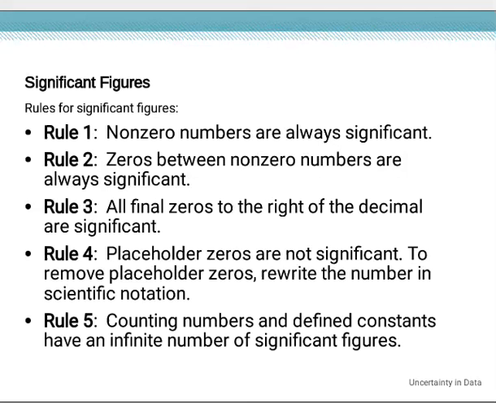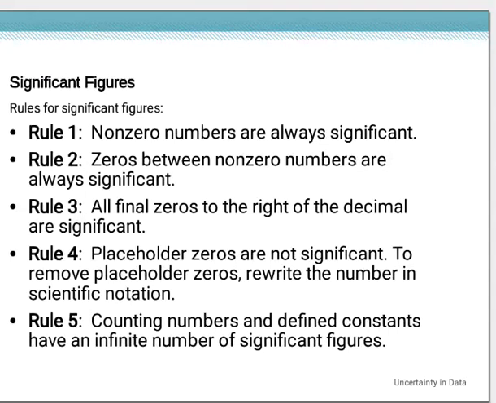And then rule 5, counting numbers and defined constants have an infinite number of significant figures. So that means when you have counting numbers, which are general numbers like 1, 2, 3, 4, 5, 6, 7, they have an infinite number of significant figures. And if that gets confusing, you can always email me, or you can come to the PBL and I can explain that further, or contact me in the Google Classroom.